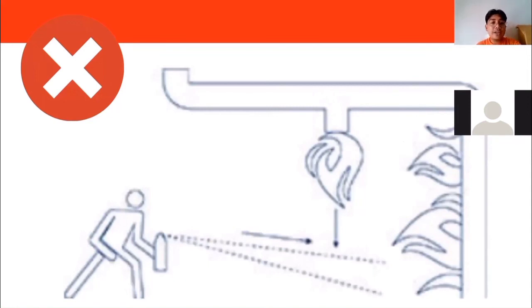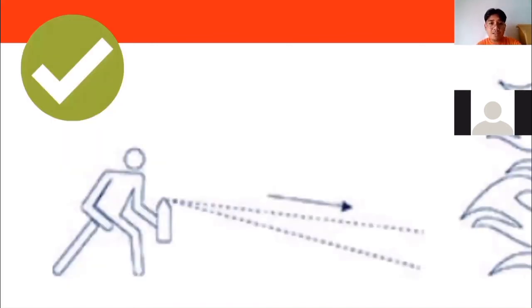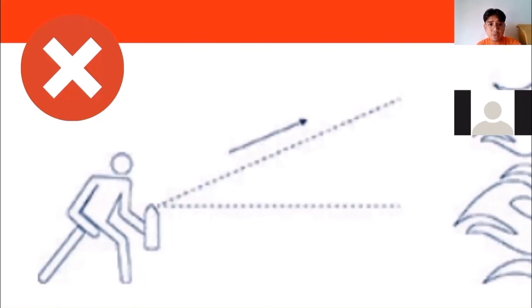Next, for fires in the walls, the reason it should be extinguished from the bottom up is that the base of any fire is where the fuel is, and that is what you need to extinguish to prevent the fire from spreading. If you just shoot at the flames, the fire will not be put out for good and you will probably perish. So here's the proper way of dealing with it, and here's the incorrect way of dealing with the fire.